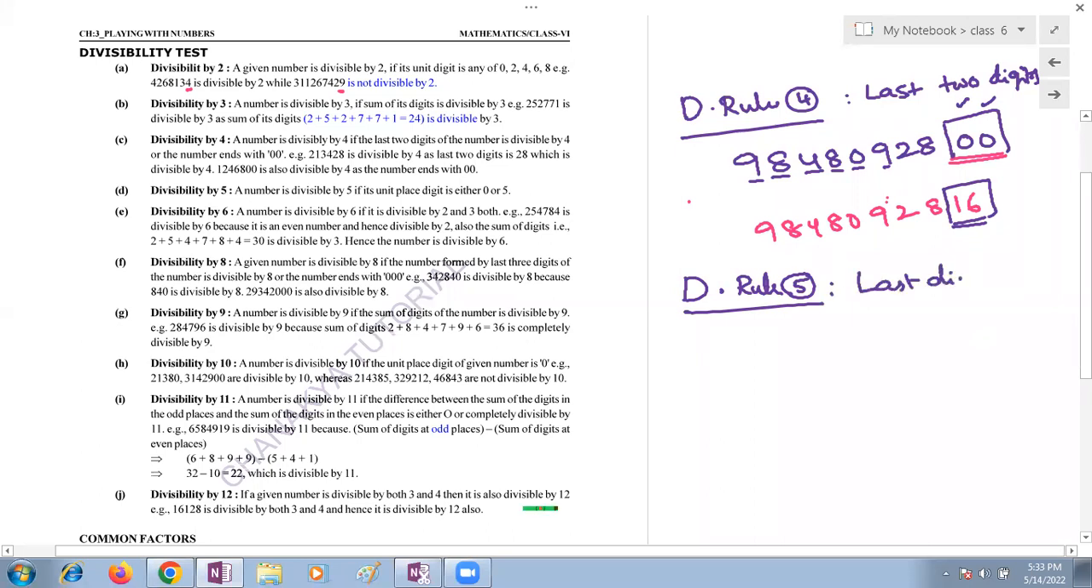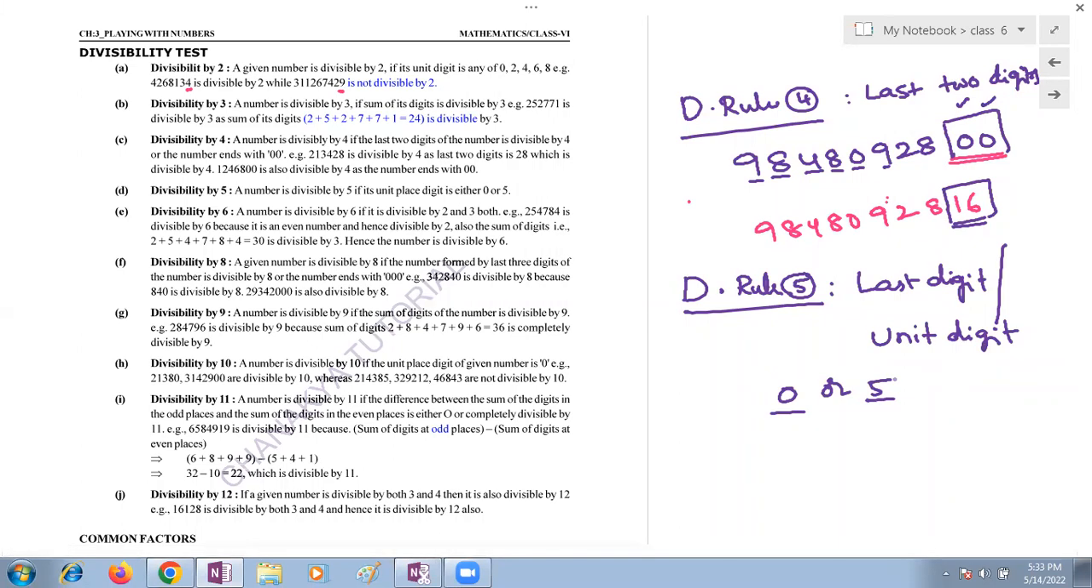Last digit. Ma'am, the last digit should be 0 or 5. Unit digit we can call, or ones place digit. Because in the multiples of 5, whenever we see, they end with 0 or 5. You can easily check, children: 5, 10, 15, 20, 25, 30, 35, 40, 45, 50, 55, 60. Only in the units place you are going to get 0 and 5. Yes or no? Yes, ma'am.